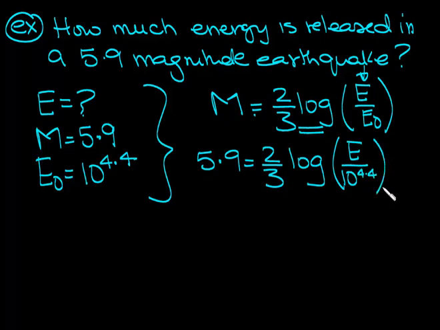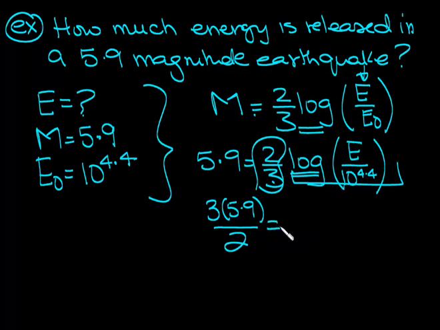So how do we solve this for E? I want to solve for E. E is inside the log, so my goal should be to get rid of the log term. To do that, I need to write this without the log. The best way is to first isolate the log term. So I'm going to cross multiply the 3 and the 2. I get 3 times 5.9 divided by 2 is equal to log of E divided by 10 raised to 4.4.